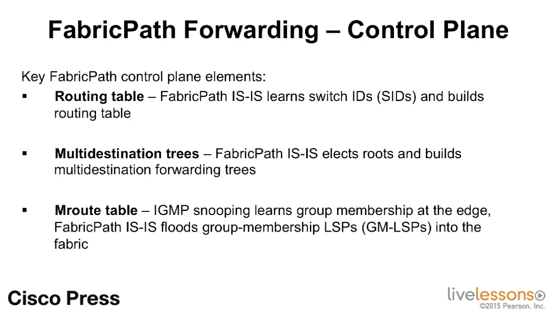So let's cover some of the forwarding components in the control plane of FabricPath. FabricPath has several key control plane elements: the routing table, a concept called a multi-destination tree, and lastly an mRoute table. FabricPath implements from a control plane standpoint what we can call a plug-and-play ISIS configuration. Now, I know I might be scaring some folks when I say ISIS, but with FabricPath it all happens under the hood, and you really don't have to know anything about ISIS to use Cisco FabricPath. It's not exposed to you from a configuration point of view.